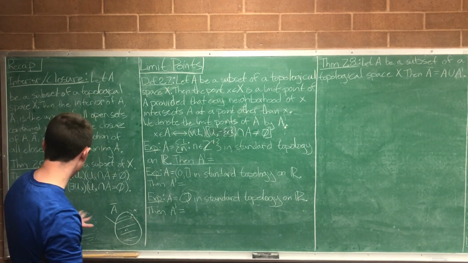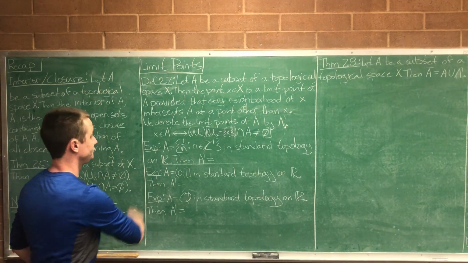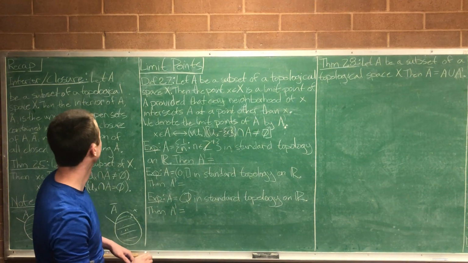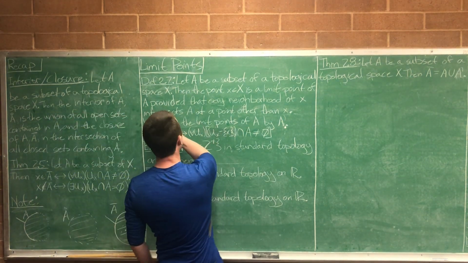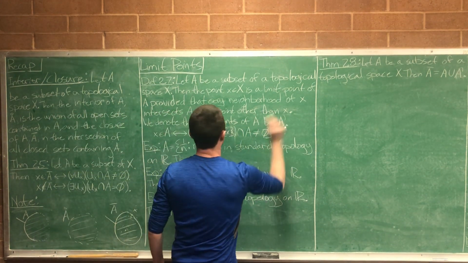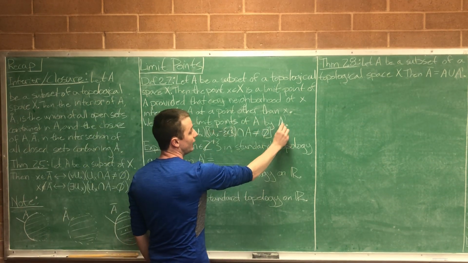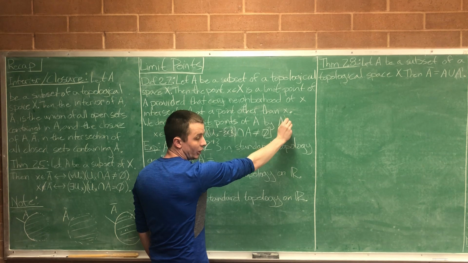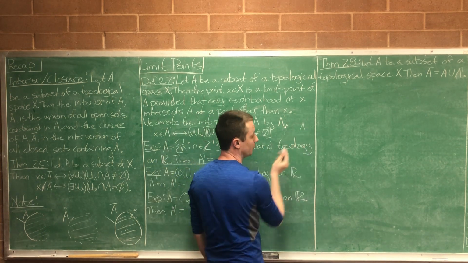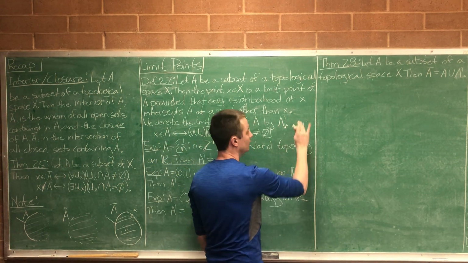So let's look at another example that's not just R2. Oh, no, we're not done yet. A neighborhood of X intersects A at a point other than X. We denote the limit points of A by A prime. So from here on out, anytime I use A prime, I'm talking about the limit points of the set A.